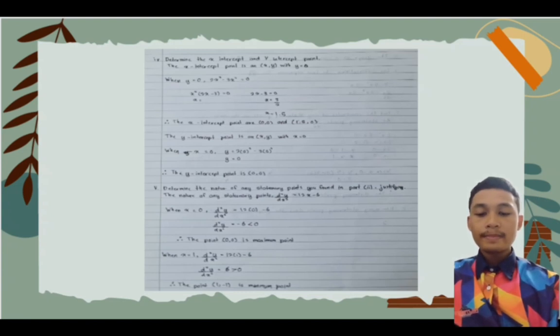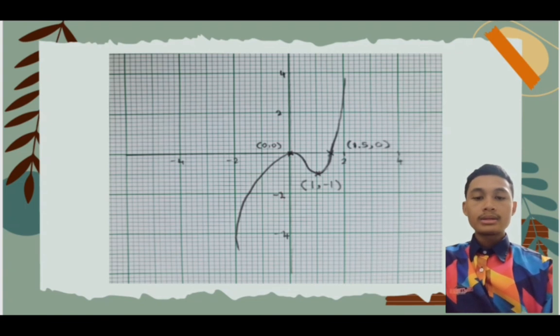When x equals 1, d squared y over dx squared equals 12 in bracket 1 minus 6, which equals 6, bigger than 0. The point (1, minus 1) is a minimum point. This is the graph for question 2.